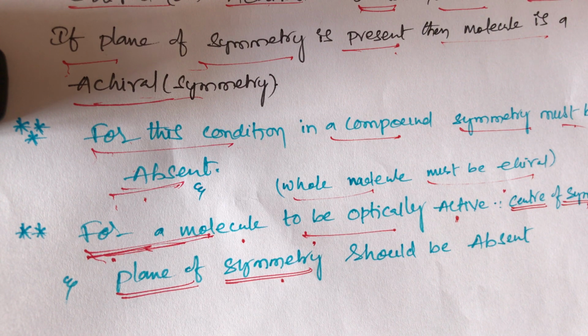What is the condition here? When more than one chiral center is there, the compound must not contain a center of symmetry and plane of symmetry. That is a must. If a compound does not contain a center of symmetry and plane of symmetry, that compound will be optically active. This is very important, students.